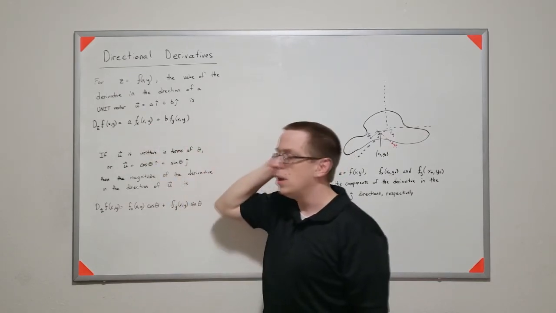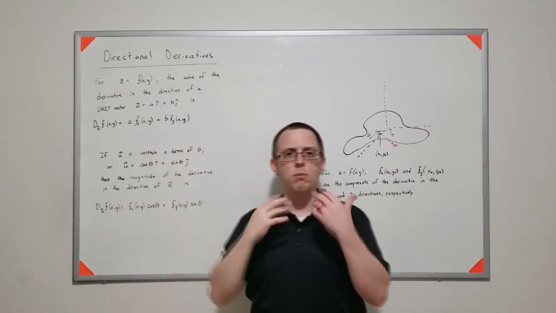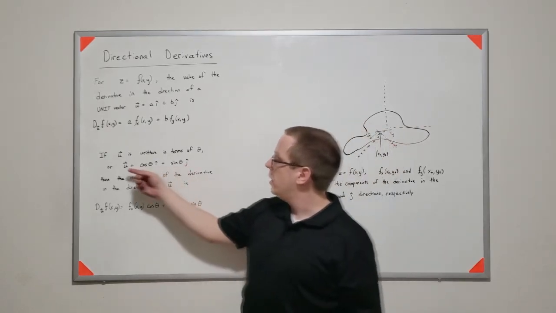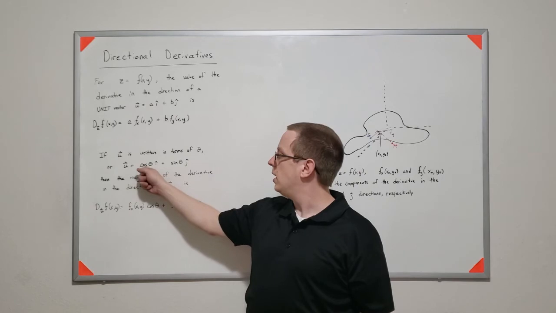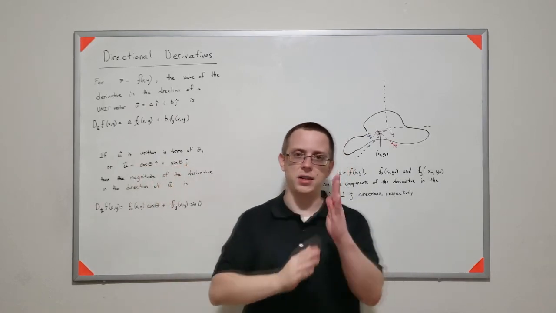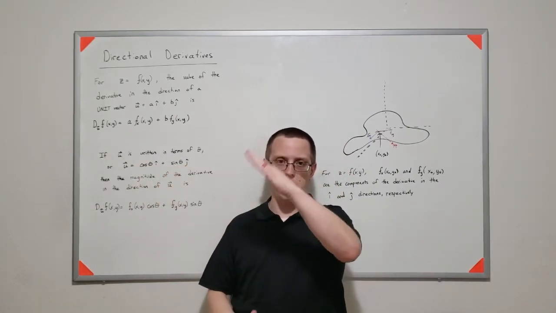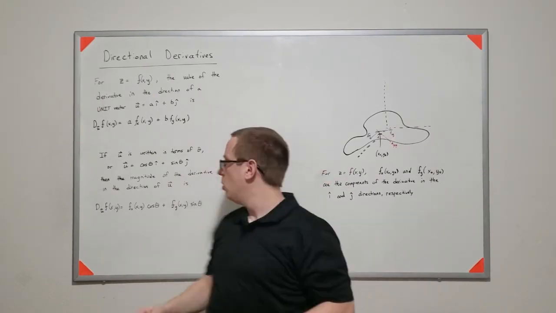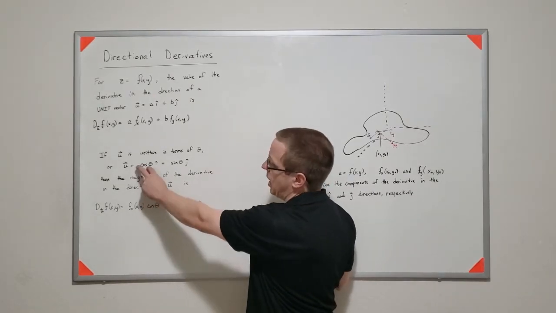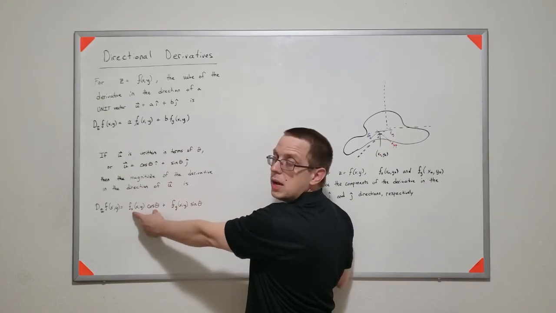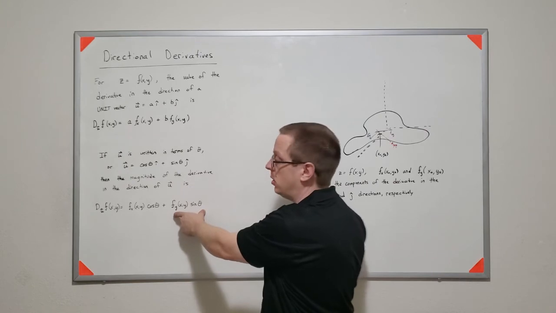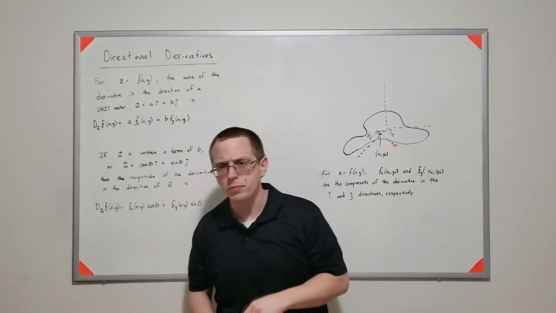That's the whole point. What might make it even easier to understand is if the unit vector is written in terms of cosines and sines, with some arbitrary angle. Then you just take the cosine of the angle times the derivative in the x direction, and the sine of the angle times the derivative in the y direction.